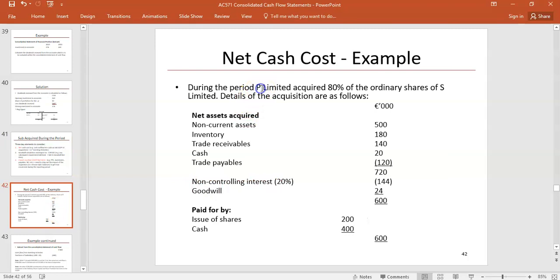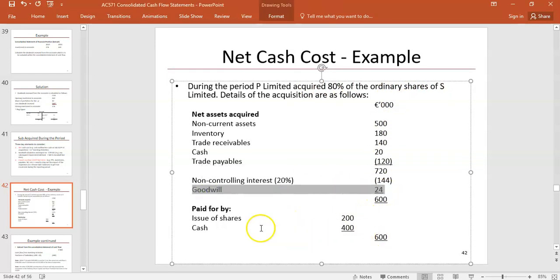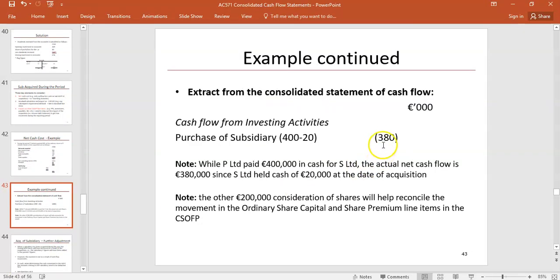So here you're told P Limited, now this will be part of the bigger cash flow question, acquired 80% of the ordinary shares of S. And you're seeing there's goodwill of 24, and they paid for it by issuing shares and paying in cash. So the first thing you're interested in is, what was the net cash cost in terms of cash outflow for P? The cash outflow here was 400, but they got cash of 20 in. So if you're saying acquisition of subsidiary during the year, cash outflow, the outflow would be, as it says here, 380. Because you net them off together.